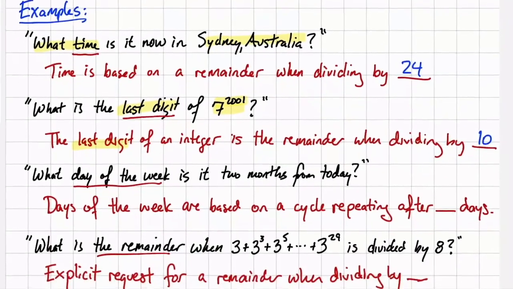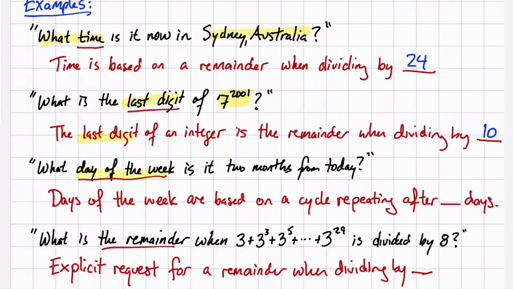Here's another example. What day of the week is it 2 months from today? Days of the week are based on a cycle that repeats every 7 days. So it's like we're dividing by 7. One more example. What is the remainder of 3 plus 3 to the third plus 3 to the fifth plus ... plus 3 to the 29th when divided by 8? So this question is explicitly asking us for a remainder when we're dividing by 8.